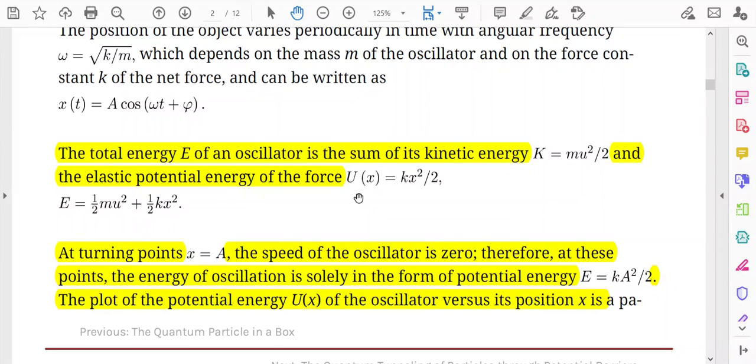Now if we plot this equation, that is U(x) is equal to half k x squared, from the structure of this equation it is very easy to say that it must be a parabola. Why? You see the relation between U and x, that is U is proportional to x squared, U is equal to half k x squared. So if we plot U as a function of x, then it must be a parabola.